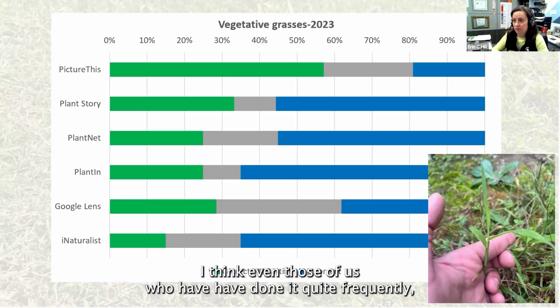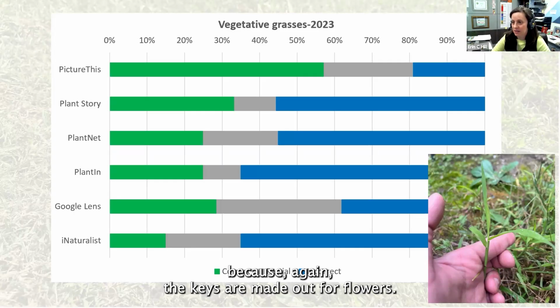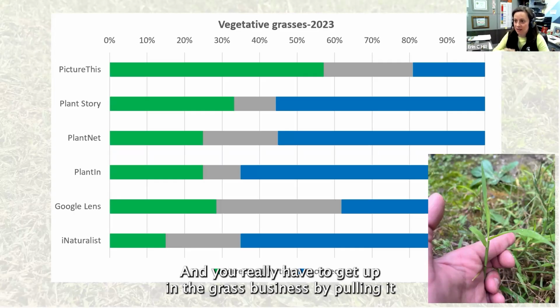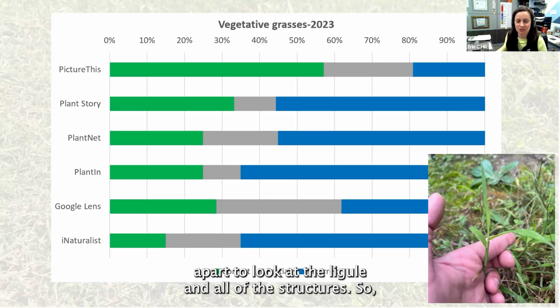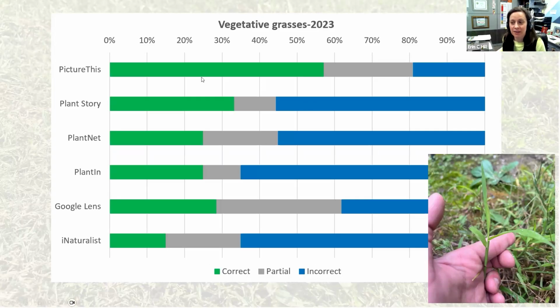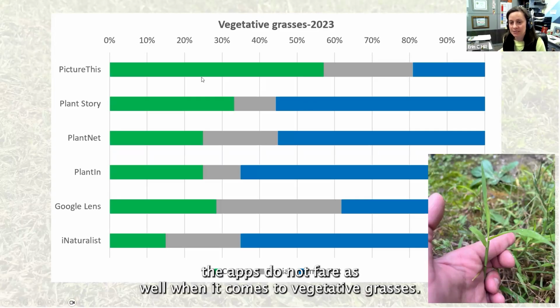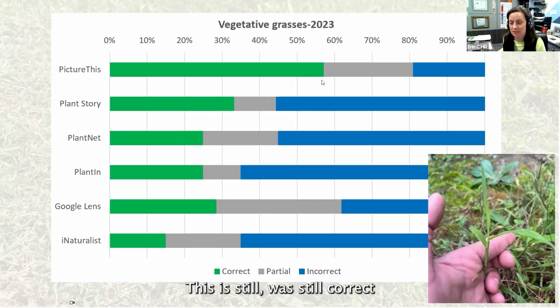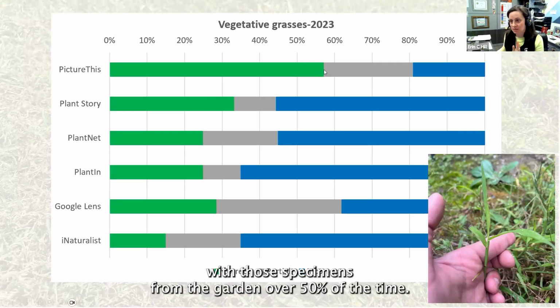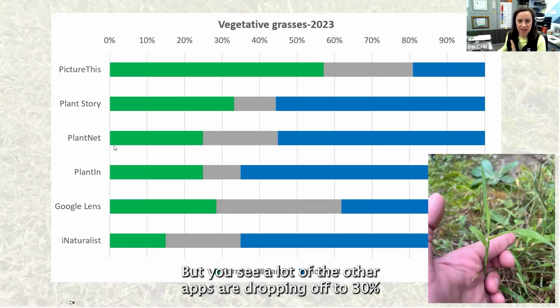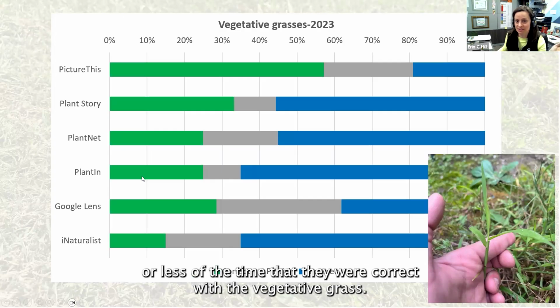I think even those of us who have done it quite frequently, because again, the keys are made out for flowers. And you really have to get up in the grasses business by pulling it apart to look at the ligule and all of the structures. So the apps do not fare as well when it comes to vegetative grasses. Picture This was still correct with those specimens from the garden over 50% of the time, but a lot of the other apps are dropping off to 30% or less of the time that they were correct with vegetative grass.